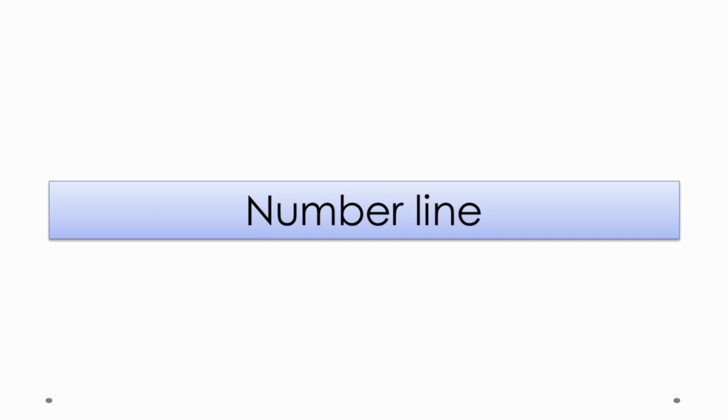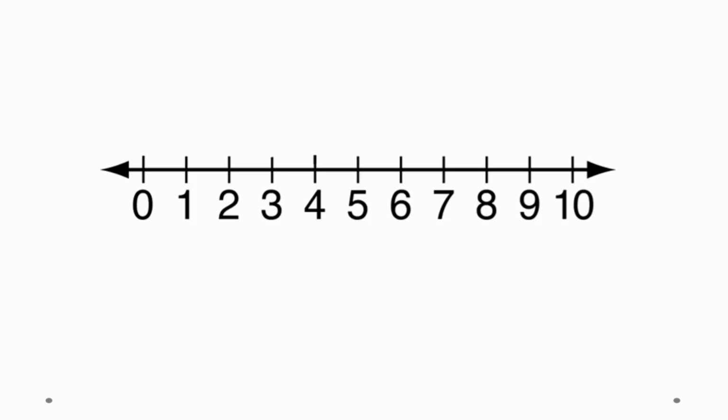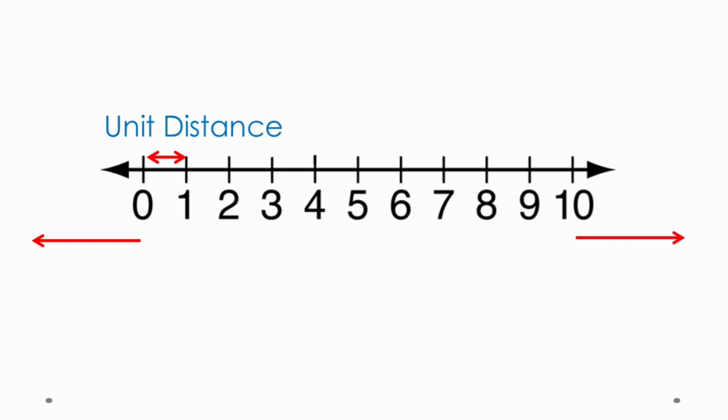Now let's talk about number line. A number line is a straight line with numbers placed at equal intervals or segments along its length. The distance between any two given points, for example 0 and 1, is called unit distance. A number line is usually represented horizontally and can be extended infinitely in any direction. With the help of a number line, we can also do addition, subtraction, and multiplication.